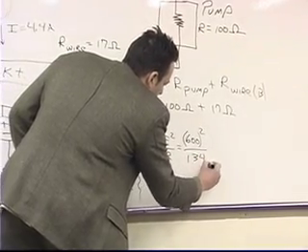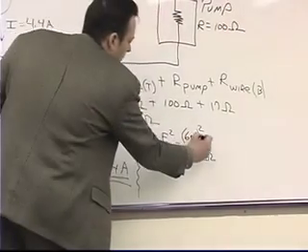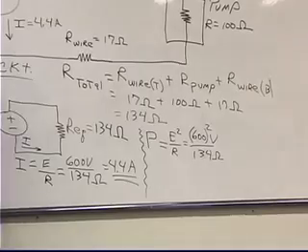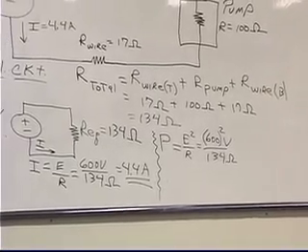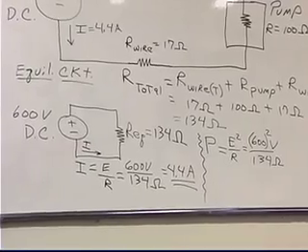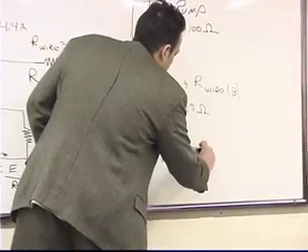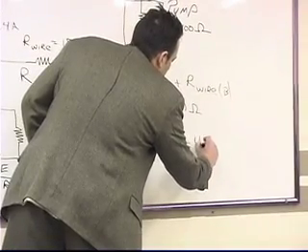134 ohms. And this, of course, was volts. So what do you get when you take 600 squared and you divide it by 134? 448 watts. 26.